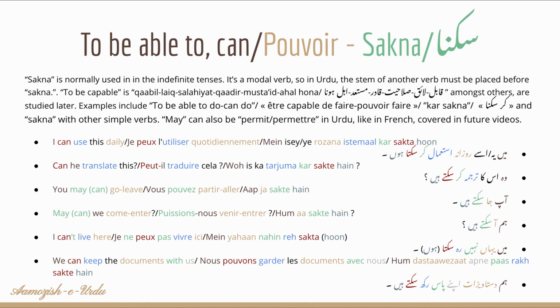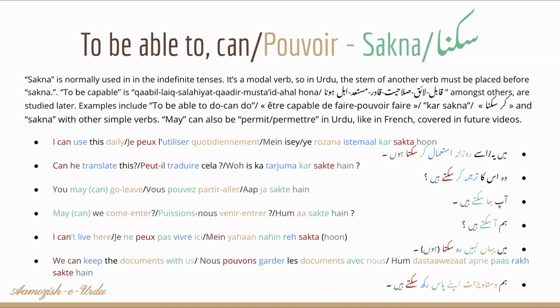I can use this daily. मैं इसे रोज़ाना इस्तेमाल कर सकता हूँ. Can he translate this? वो इसका तर्जुमा कर सकते हैं. You may or can go or leave.